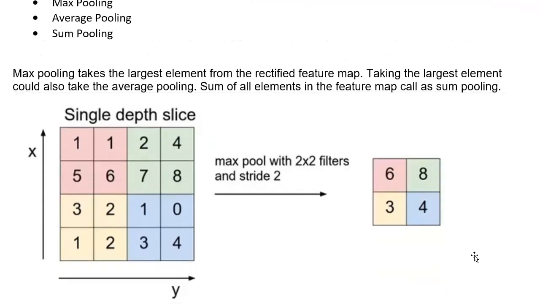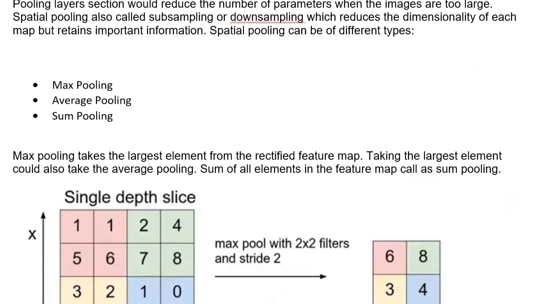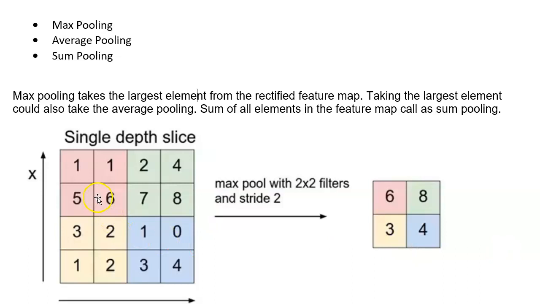And pooling layers, if you come here, this is going to be a pooling layer. The pooling layer has various parameters, and spatial pooling is a subsampling, which reduces the dimensionality. There are three types of pooling: max pooling, average pooling, and sum pooling. Max pooling takes the largest element in the feature map. This is the feature map. The feature map is like a single depth, a single matrix.